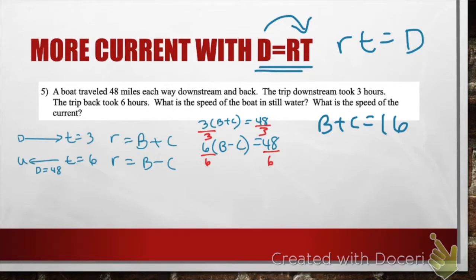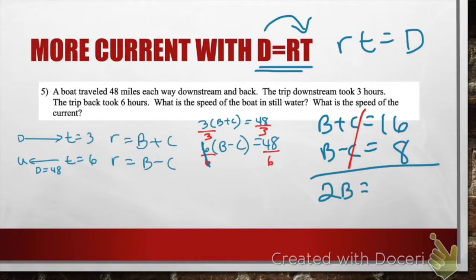We're going to do the same thing. We're going to get this b minus c, because this will reduce. We'll have b minus c, and that's going to equal 48 divided by 6, which is 8. Everything's wonderful. We have those c's will cancel, leaving us with 2b here. And adding those together, we get 24. So b equals 12.